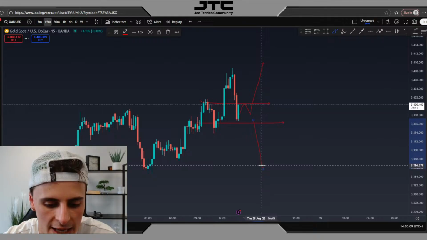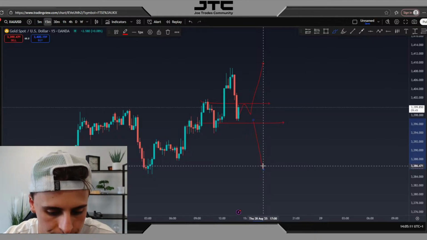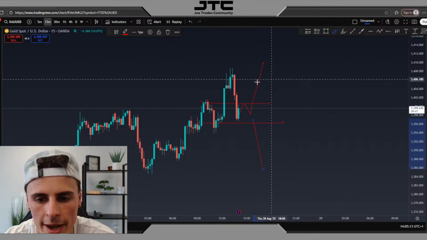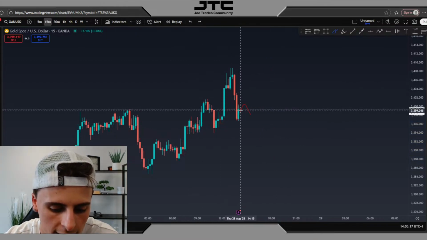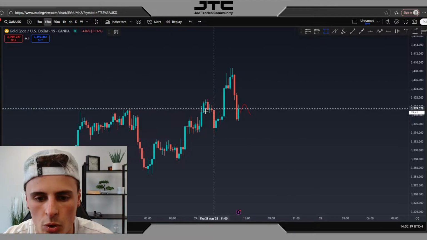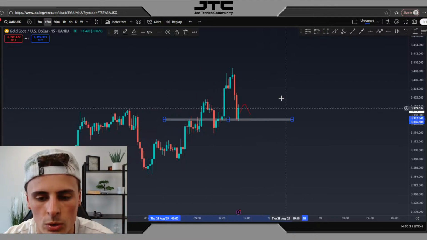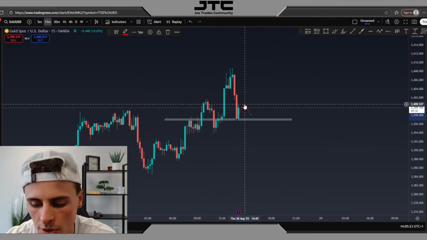That's what I'm looking for anyway on gold. So we're starting to create some sort of support here on gold. I just need that resistance to form, and then I'm good to go.